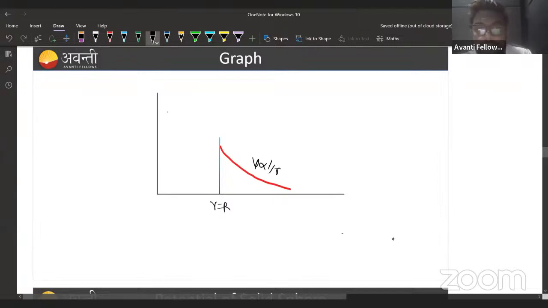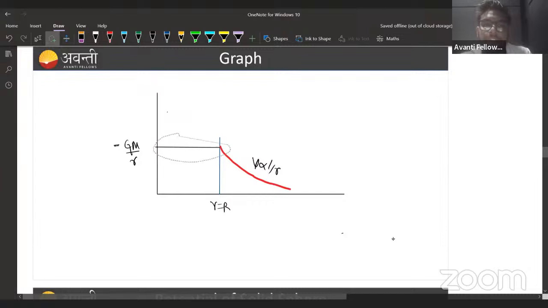Now, on the surface, it has a value, and that value is minus GM by R. Let's say we are taking negative potential upward. Okay. What about inside?